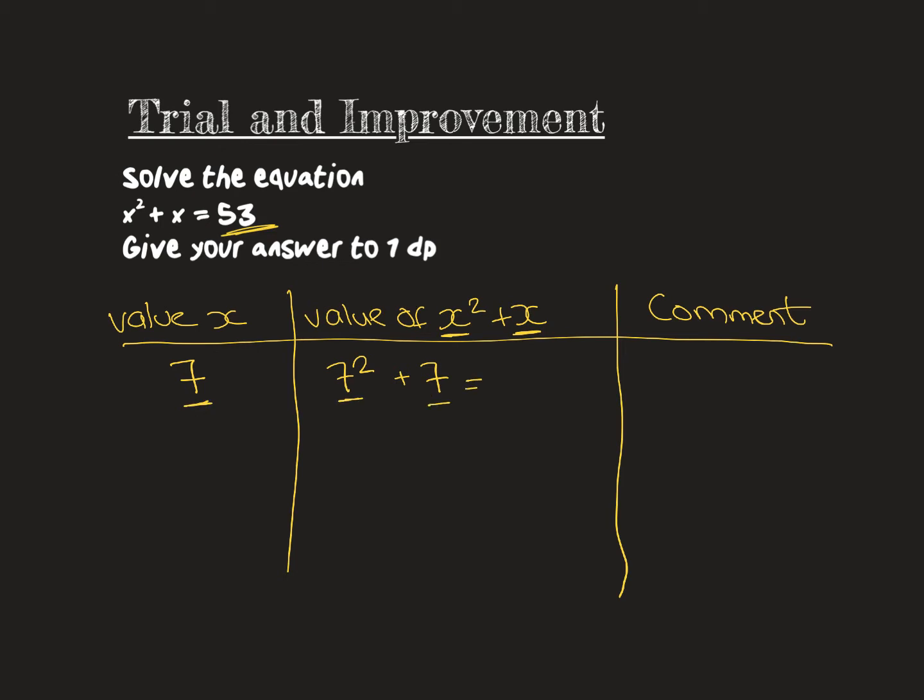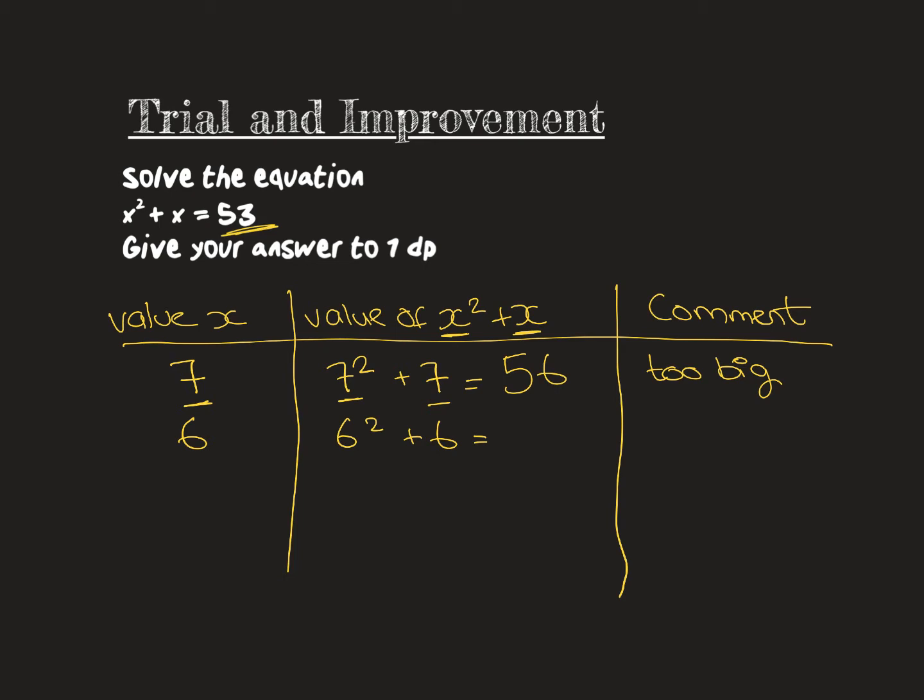And this is where you can use your calculator. So 7 squared is 49, and then I'm going to add 7 onto that, and that is an answer of 56. Now I want 53, so 56 is too big. Okay, so I want to get the two closest whole numbers. So if 56 is too big, I'm going to try 6 now. And I'm going to do 6 squared plus 6 equals.